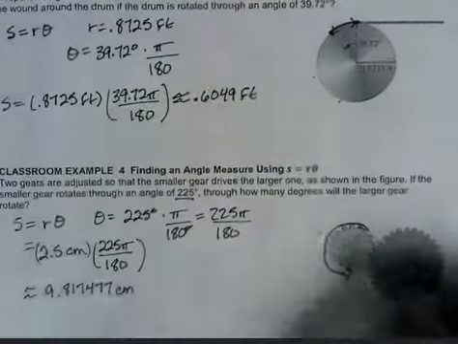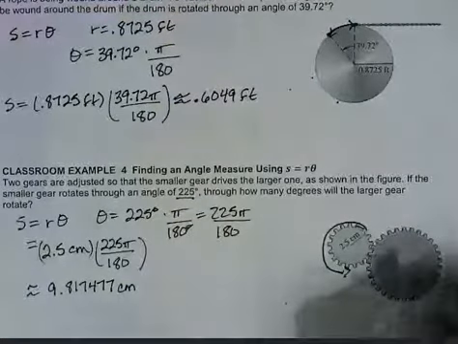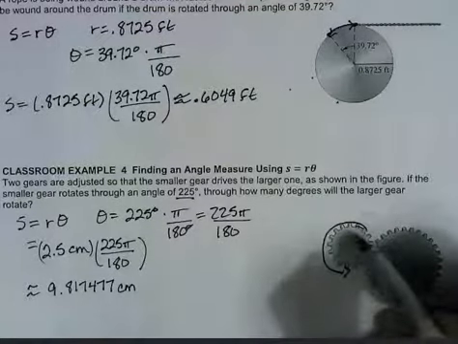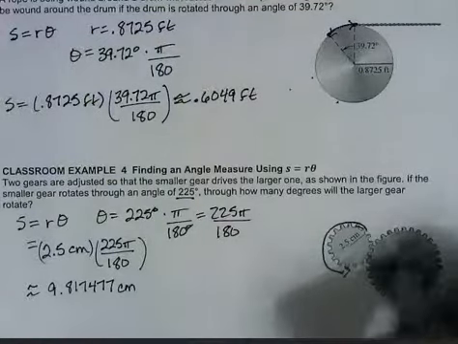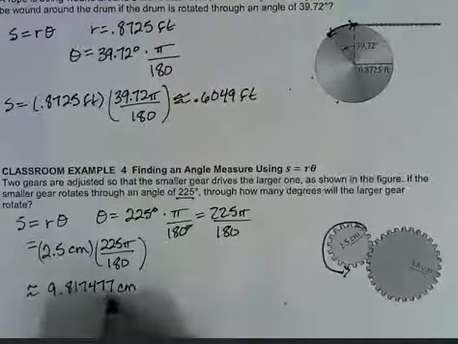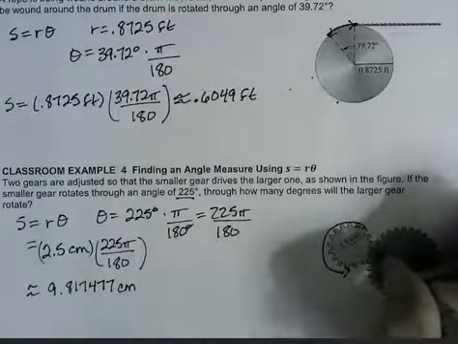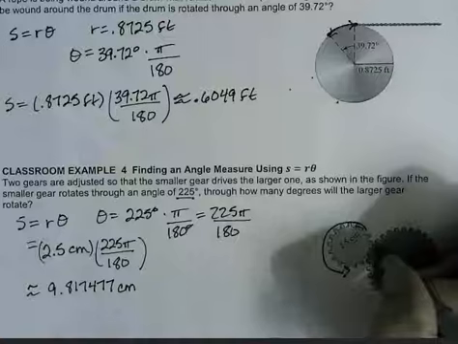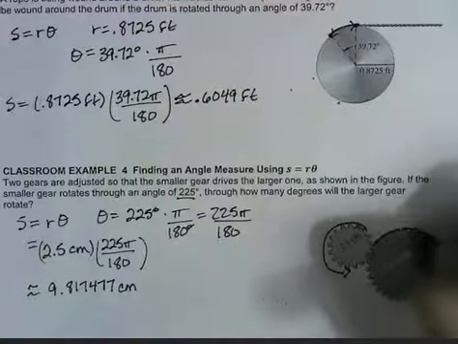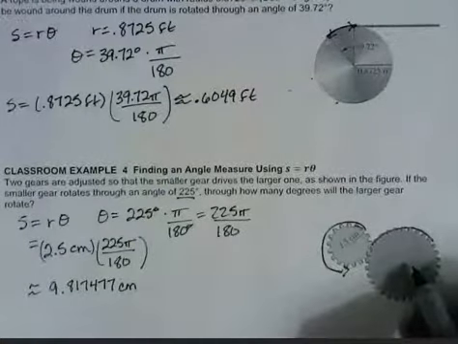The question is, if this is our arc length, we want to figure out the angle that would make the larger gear go through. What you can think about is that while this smaller gear is rotating, it's making the larger gear rotate, and that larger gear is going to rotate with the same arc length that we had here. So then the question is, if this larger gear rotates with an arc length that's the same as this, what angle is that going to translate to for the larger gear?